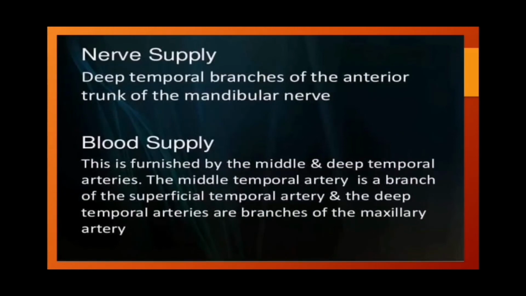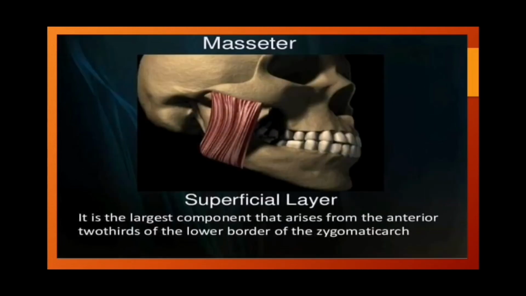Nerve supply: deep temporal branches of the anterior trunk of the mandibular nerve. Blood supply: this is furnished by the middle and deep temporal arteries. The middle temporal artery is a branch of the superficial temporal artery, and the deep temporal arteries are branches of the maxillary artery.